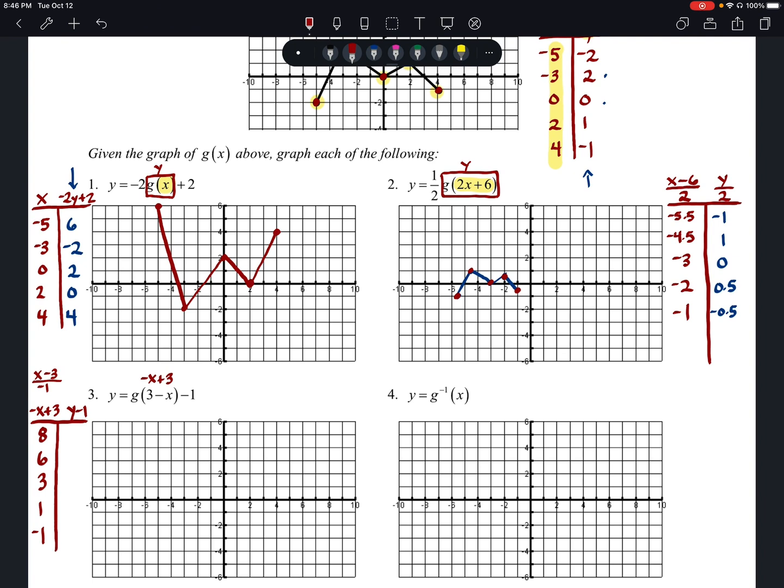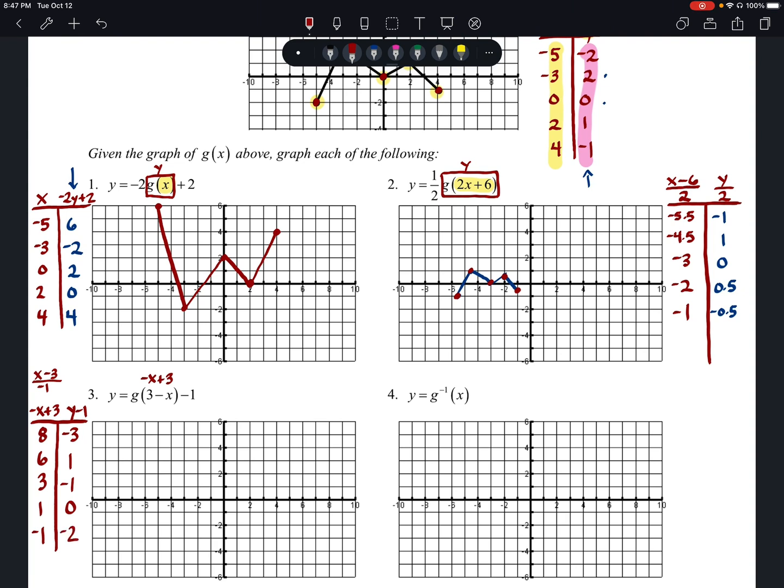Now let's go with our y coordinates. So we're going to plug in each of the y coordinates right here. So when we take negative 2 minus 1 gives us negative 3. We've got 2 minus 1 is 1. 0 minus 1 is negative 1. 1 minus 1 is 0. And then negative 1 minus 1 would be negative 2.